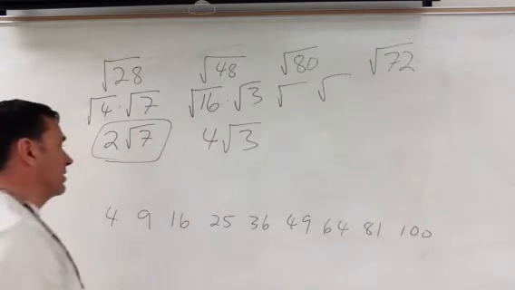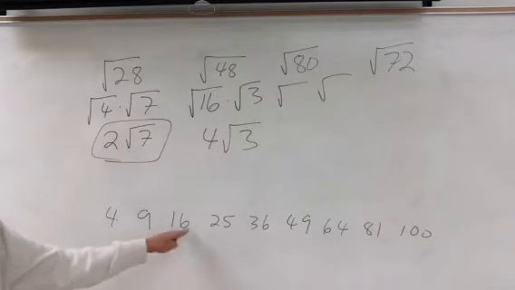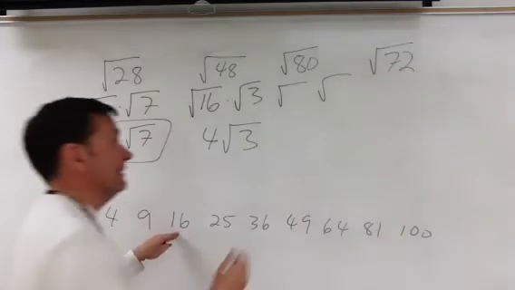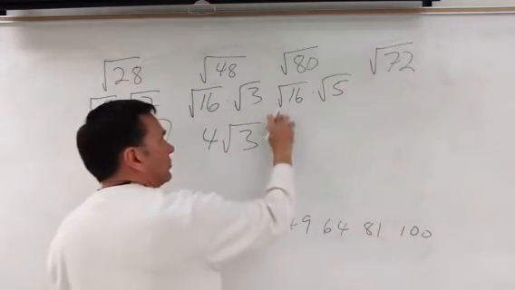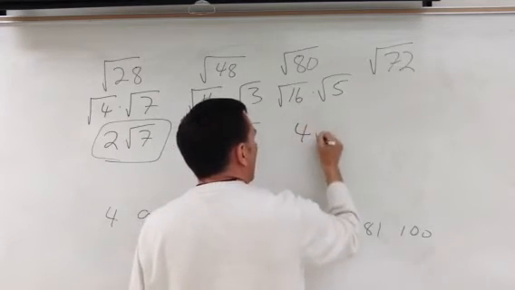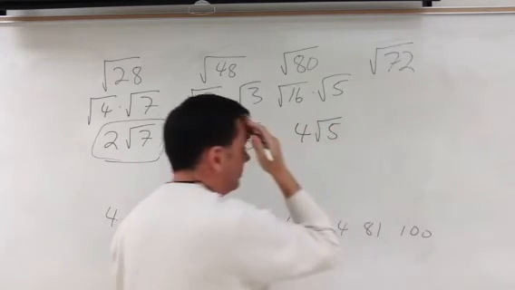Square root of 80. The largest one that goes in, I know there's a couple that do, but the largest one that goes in is 16. And it goes into 80 5 times. Square root of 16 again is 4, and this answer would be 4 times the square root of 5.